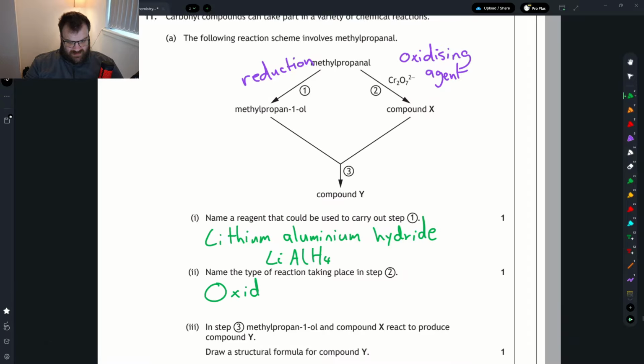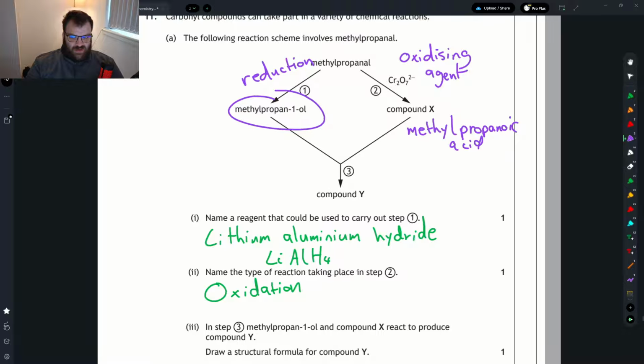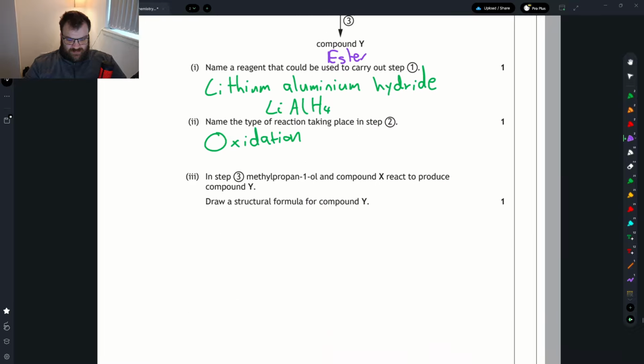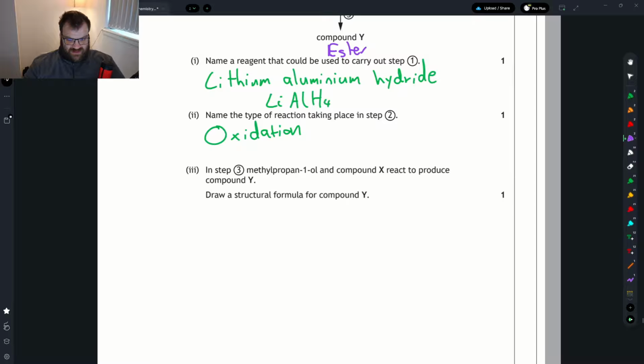I'm seeing what they're doing here because if that's oxidized, that will then become a carboxylic acid, so methyl propanoic acid. And then if you have an alcohol and a carboxylic acid, you will make an ester. And that is what we're being asked to do. So draw the structure for compound Y. That's going to be an ester.